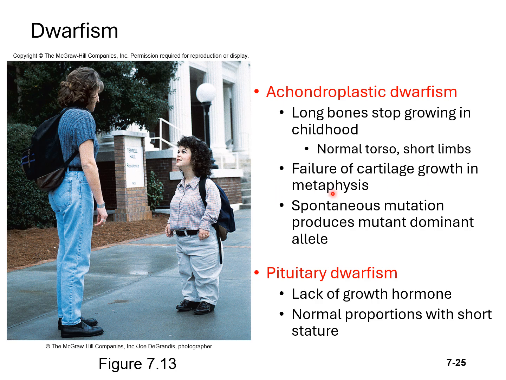So what happens is the long bones just don't grow long, but the torso remains the same. Pituitary is different. All the proportions remain the same. So the torso and the limbs all remain short. Like in this case, everything looks proportional. It's just a shorter stature because growth hormone isn't released when it needs to be released.